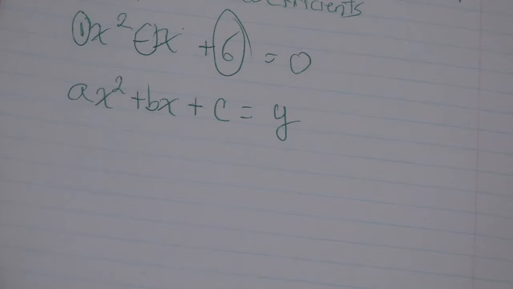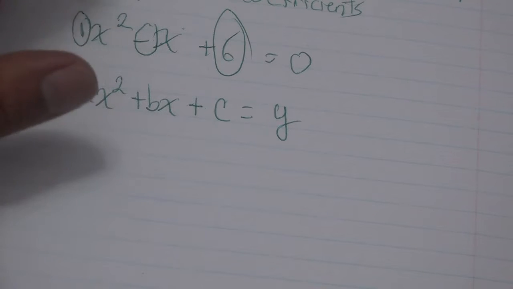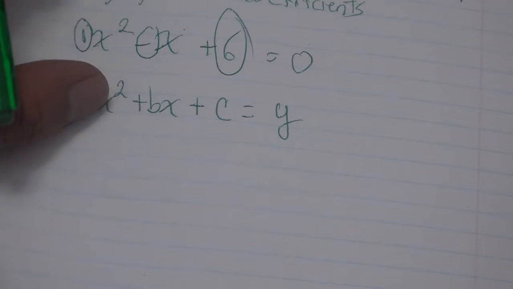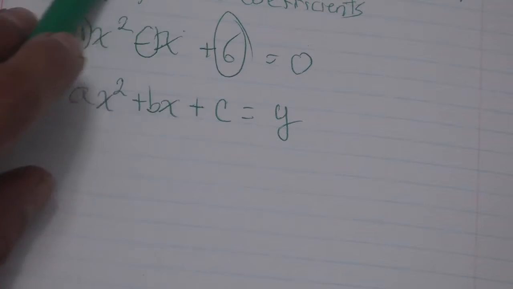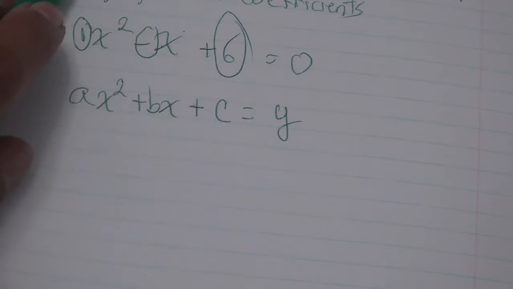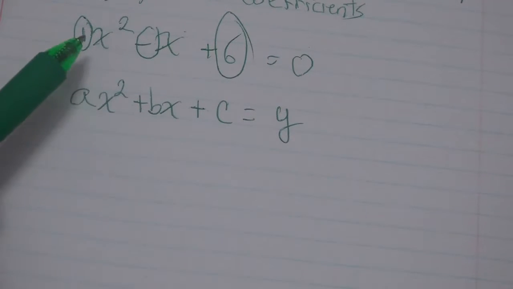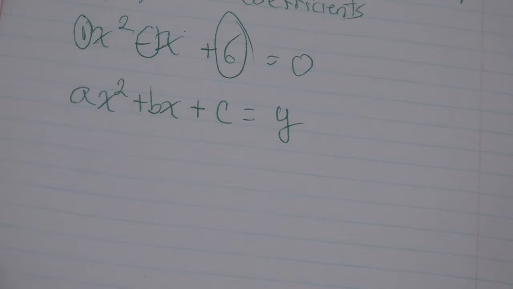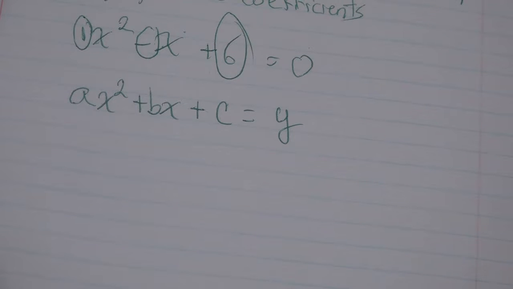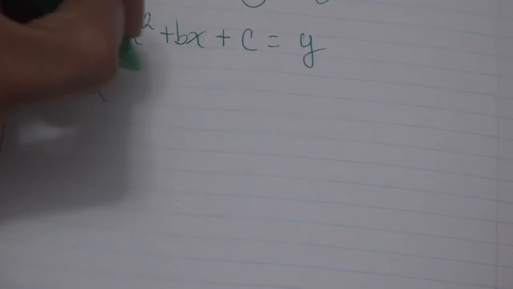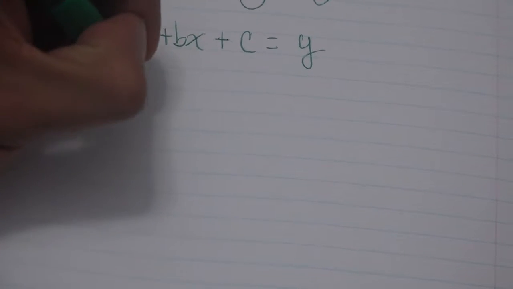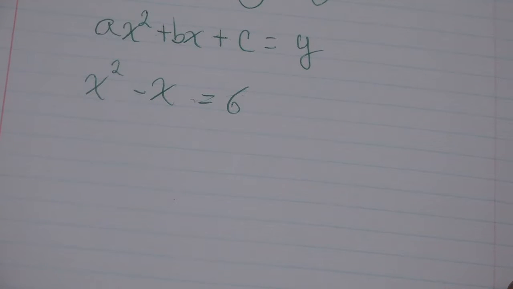In the last lesson we learned how to factor. Factoring is very important because it's a tool you're going to use here. All you have to do is factor the polynomial, and then set each factor to 0. So let's solve x squared minus x equal to 6.